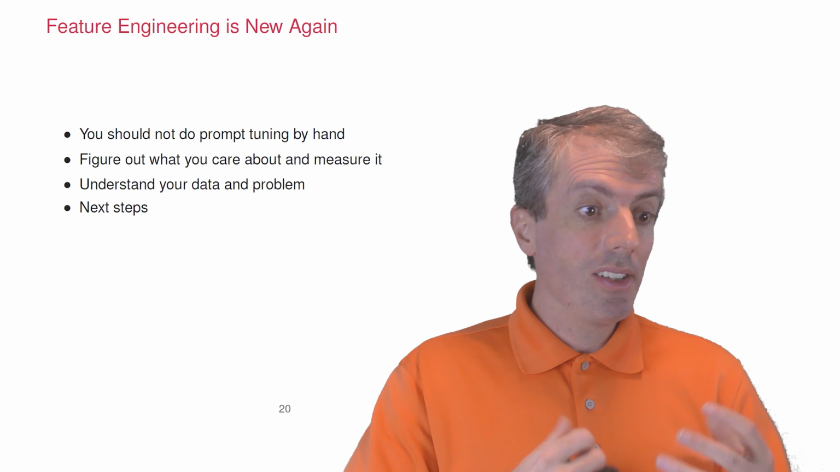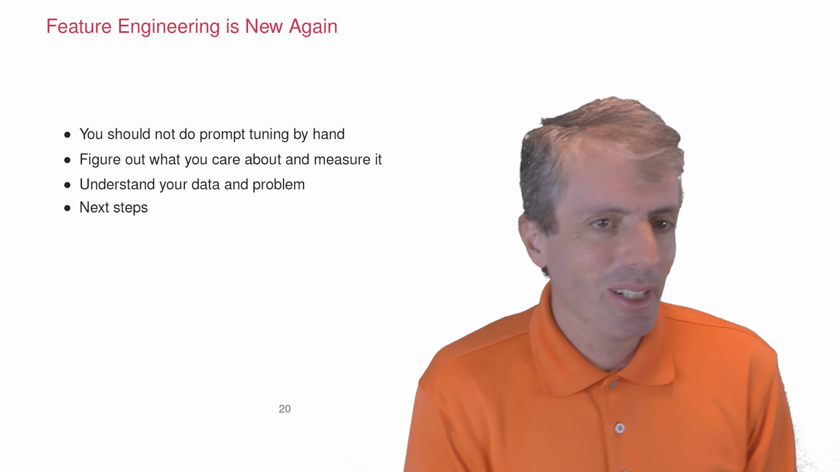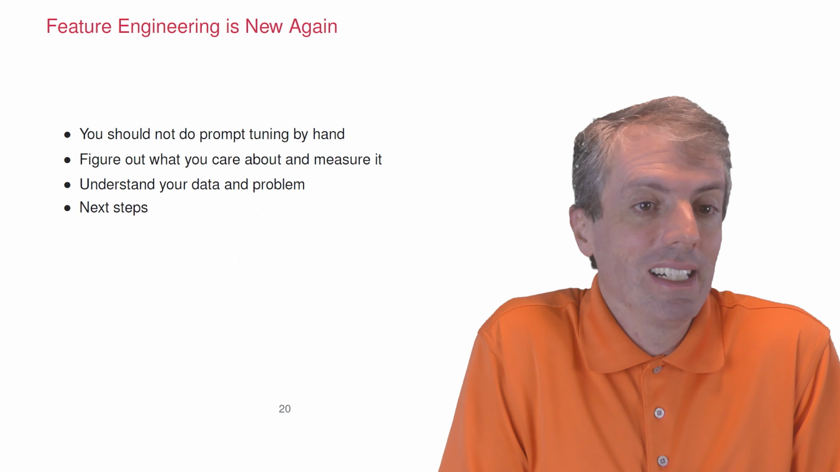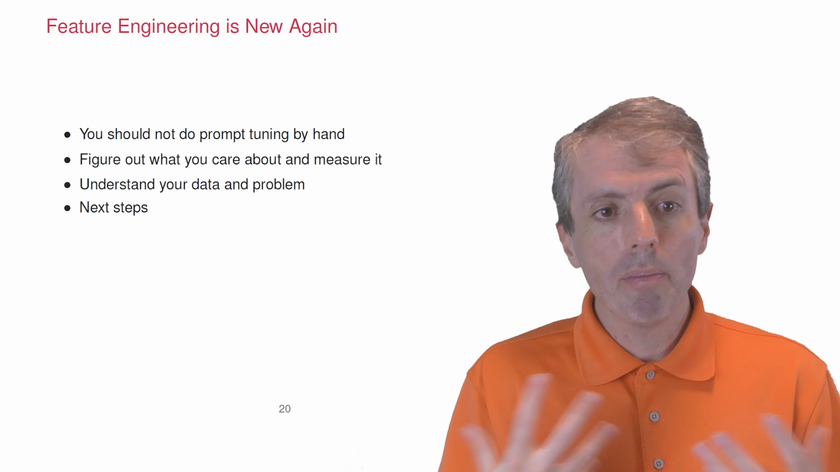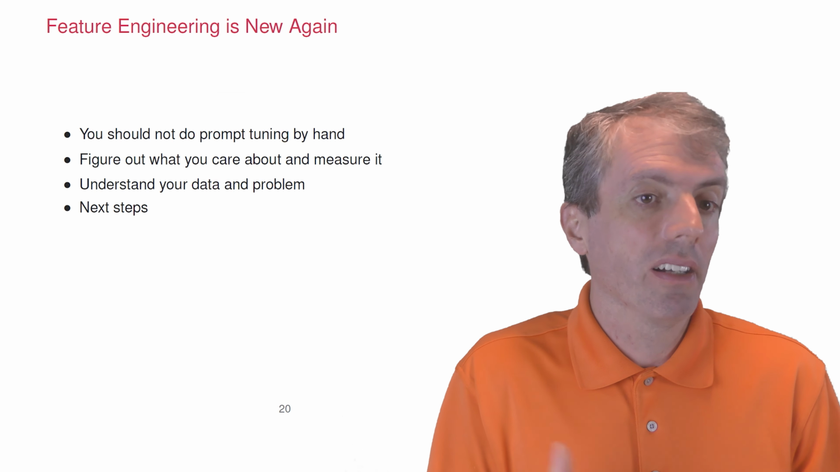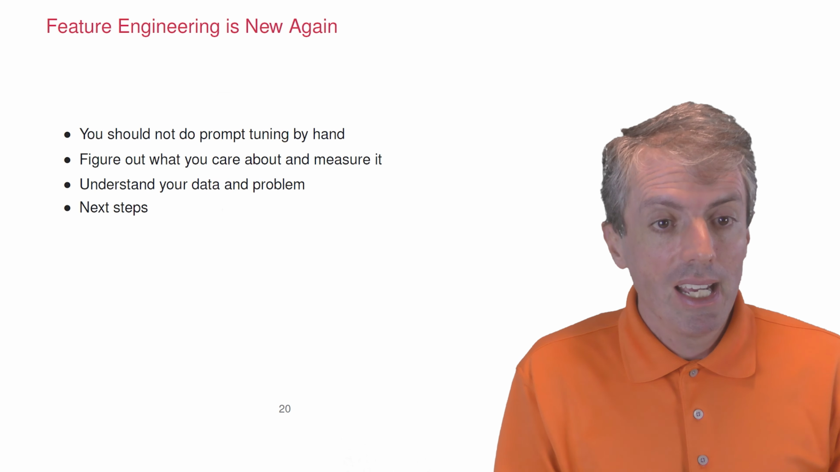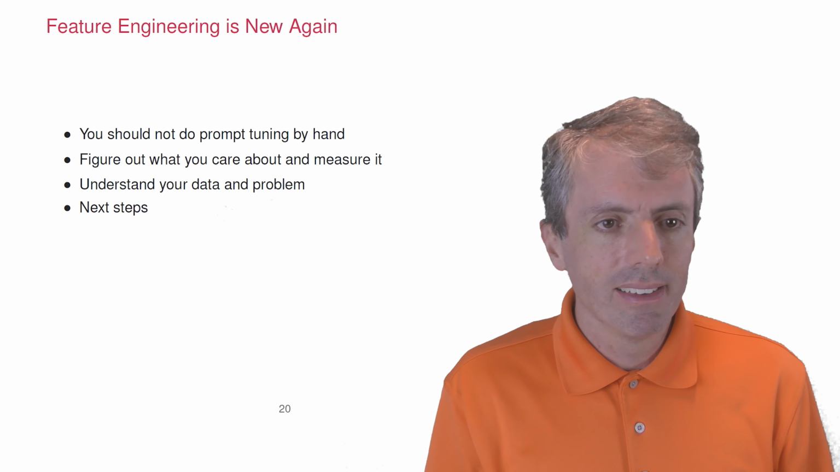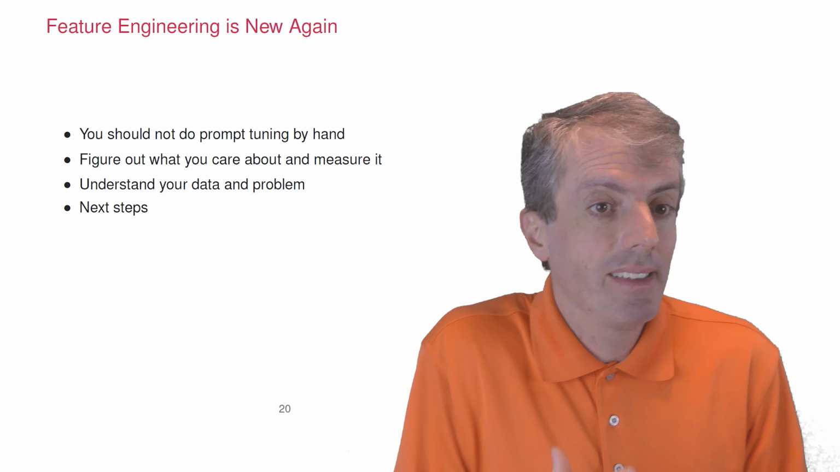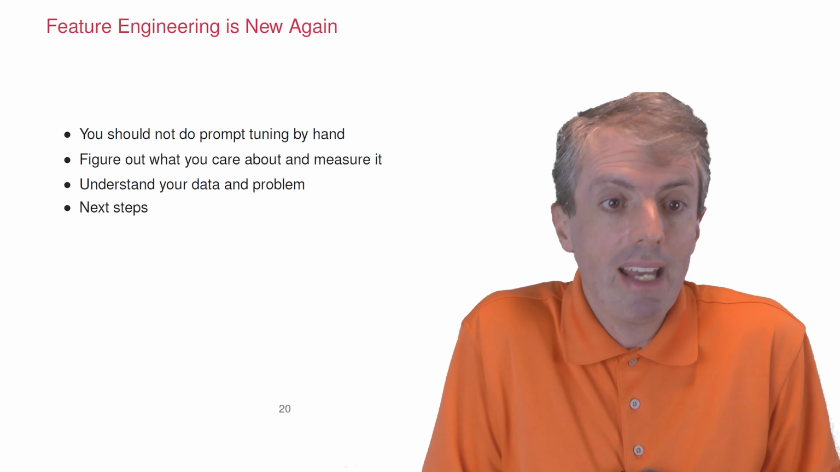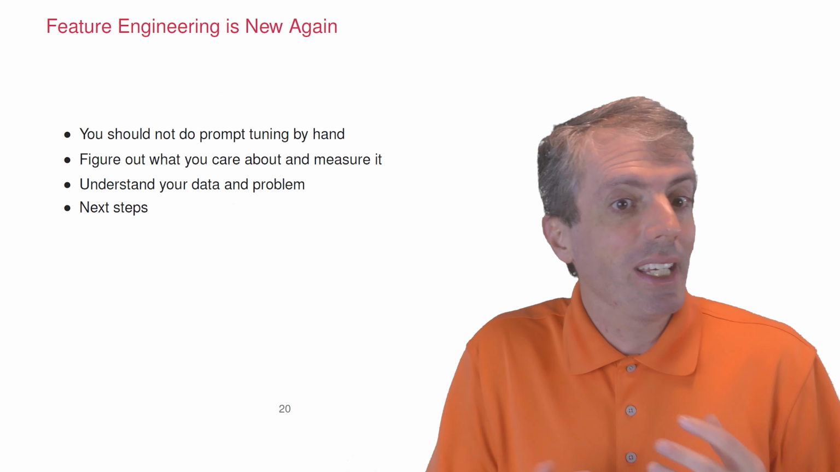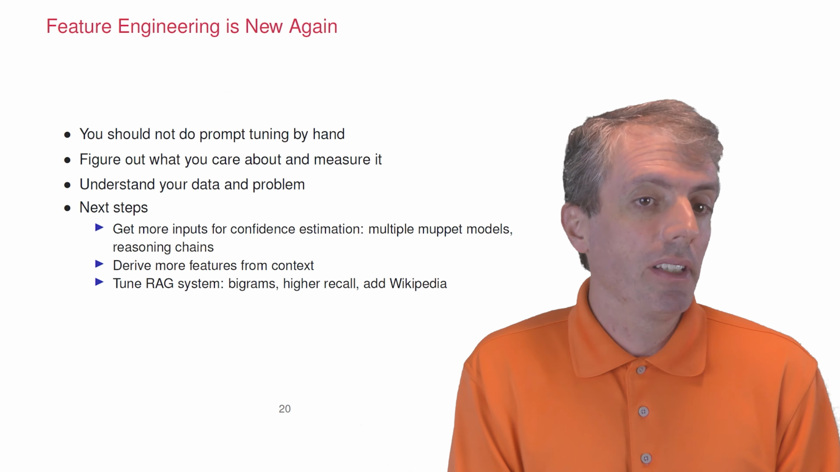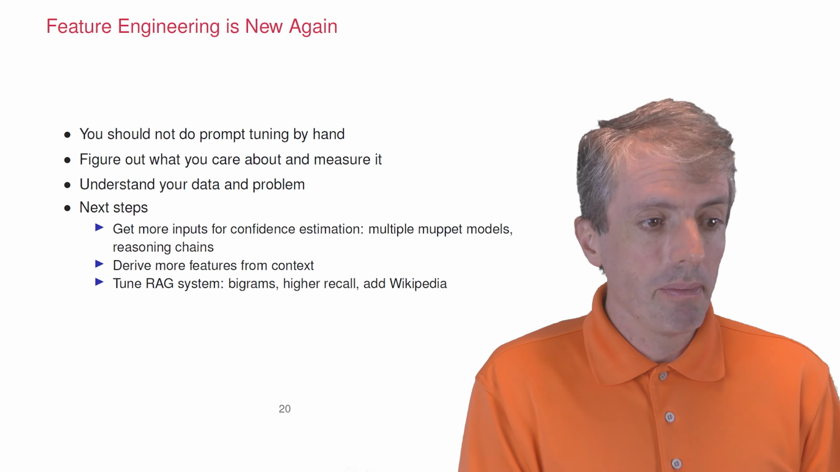To wrap up, feature engineering is new again, and a lot of the skills that you learn for feature engineering come into play here. You need to represent the sorts of things that you think are going to be important for the downstream prompt in a way that DSPy can access them and use them, or not, as it decides. The bigger question here is you need to figure out what you care about and to measure it. And that only happens if you understand the data and the problem. Hopefully this example has given you some ideas about how you could make this even better.